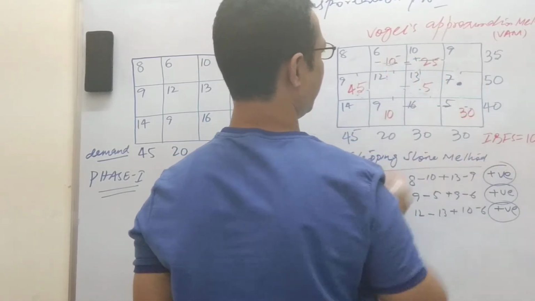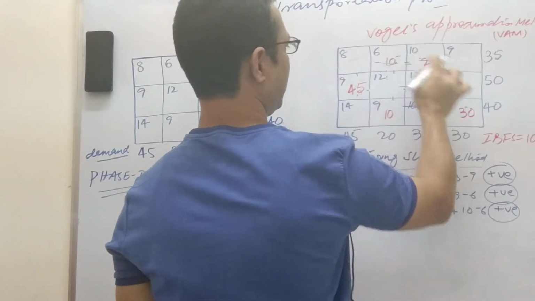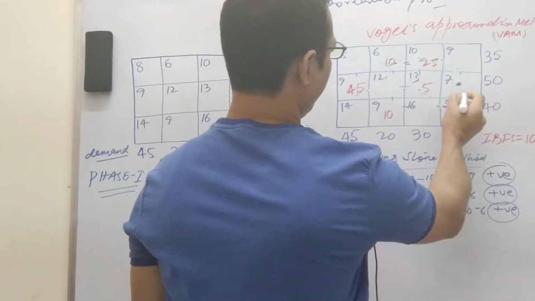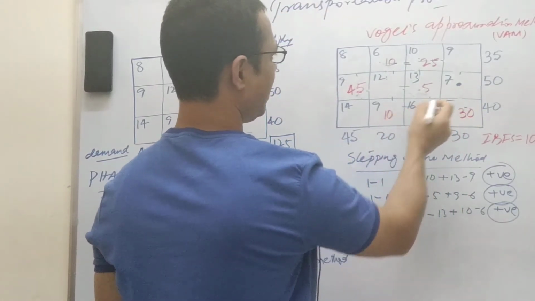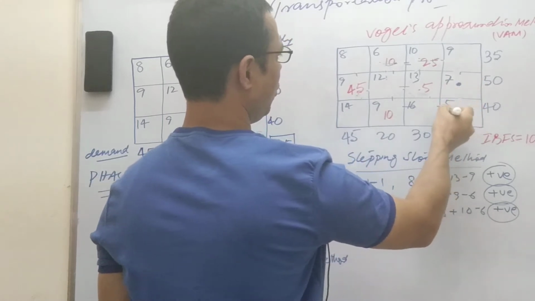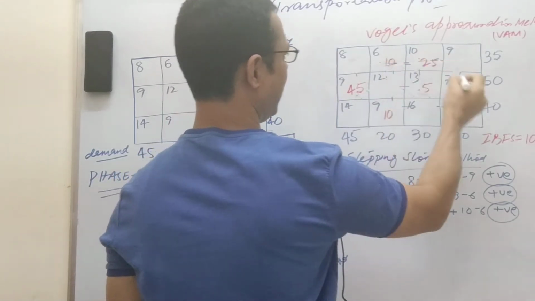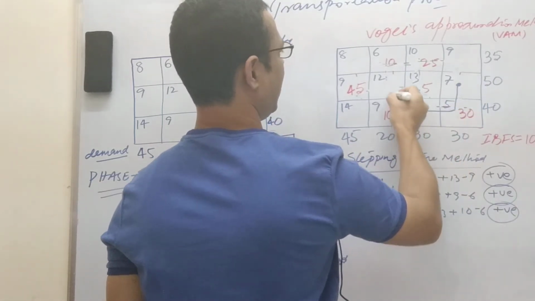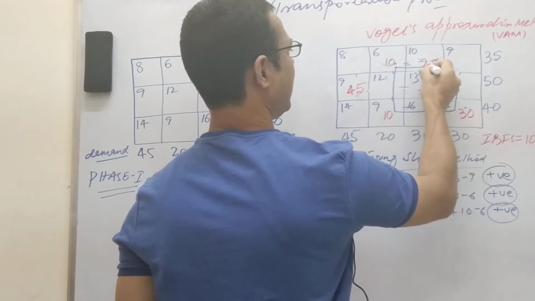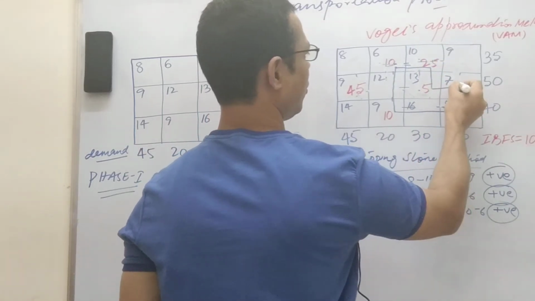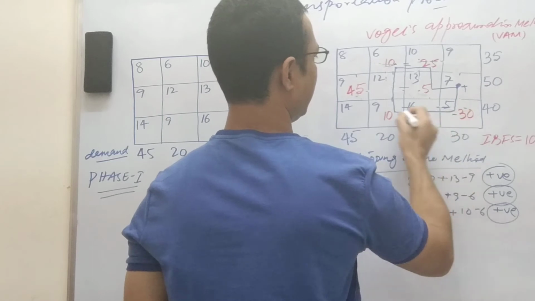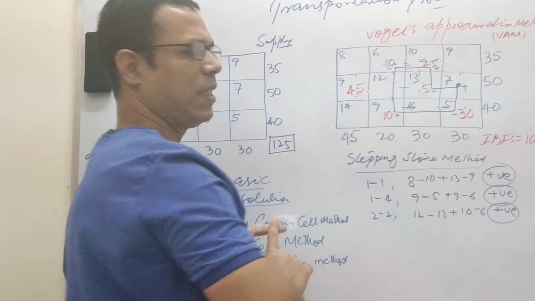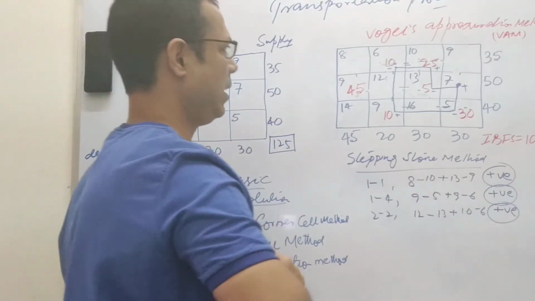This one is an unallocated cell. So we need to move to this cell and check with an allocated cell. Where to move to get the allocated cell? Because if you move here, then we need to move here, then here. In this way we can move: vertical, then horizontal, then vertical, then horizontal, then vertical, then come back. So now it's going to form a loop: plus, minus, plus, minus, plus, minus. If you give alternate signs, then only you can maintain the supply and demand condition.